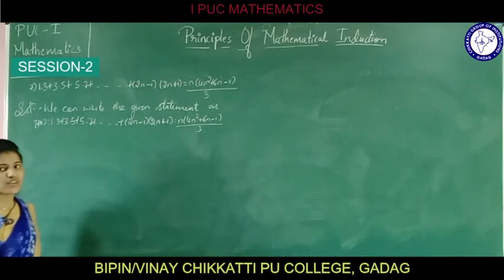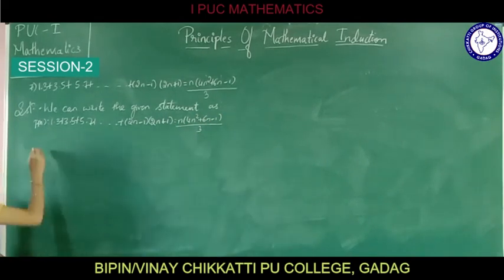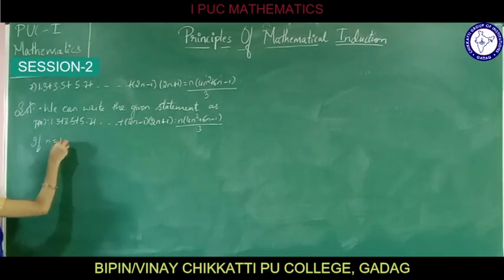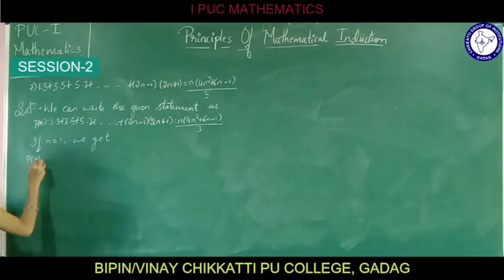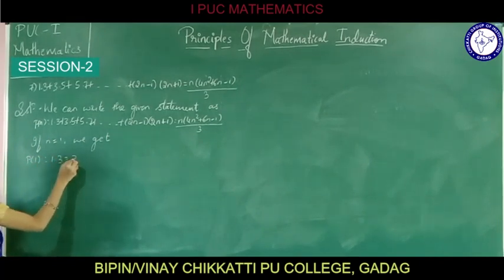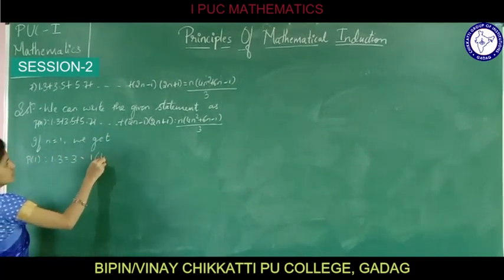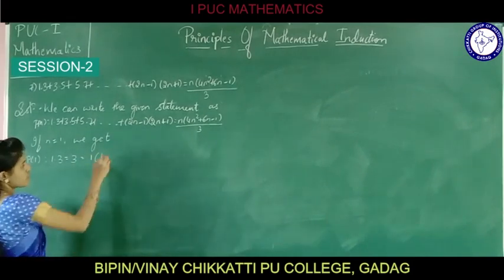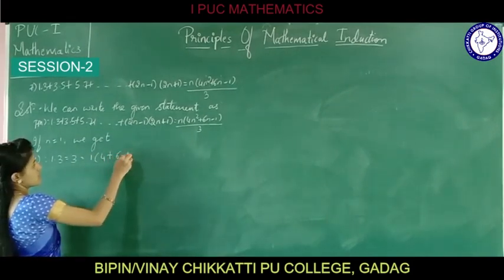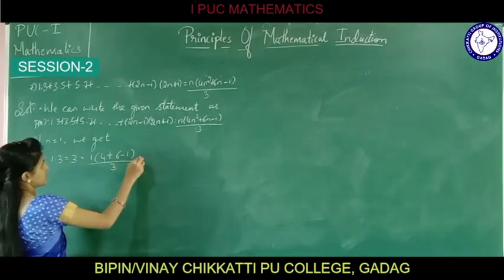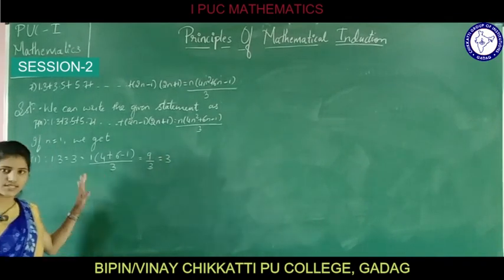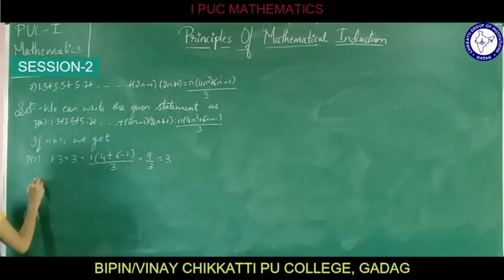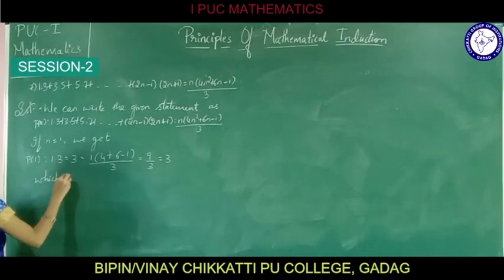Now, if n is equal to 1, we get P of 1 such that 1 into 3 is 3, nothing but 1 into 4 into 1 square is 4 plus 6 into 1 is 6 minus 1 divided by 3, nothing but 9 by 3 is equal to 3. We got 3 is equal to 3, which is true.